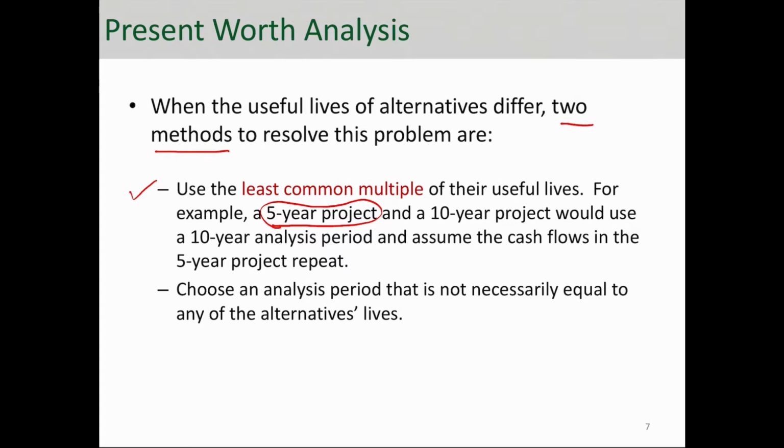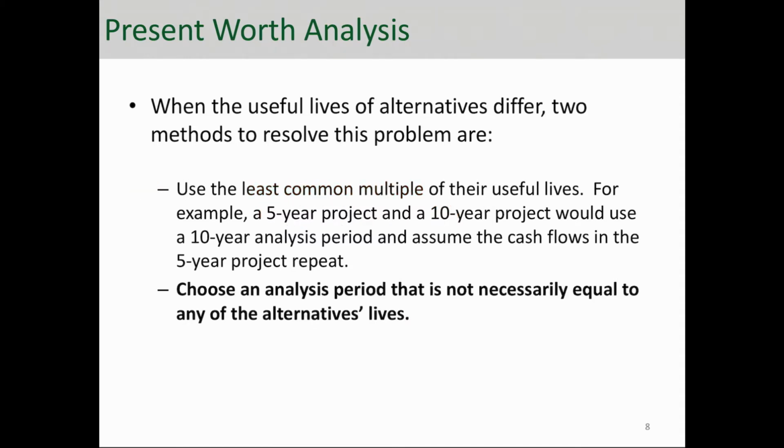And what we're going to do is assume that for the second 5 years of the analysis period, the cash flow of that alternative is just going to repeat for another 5 years. And that's a very simple scenario. Or if finding the least common multiple is difficult or results in a really long analysis period, we can choose an analysis period that is not necessarily equal to any of the alternative lives. Right? Let's take a look at one example for that.